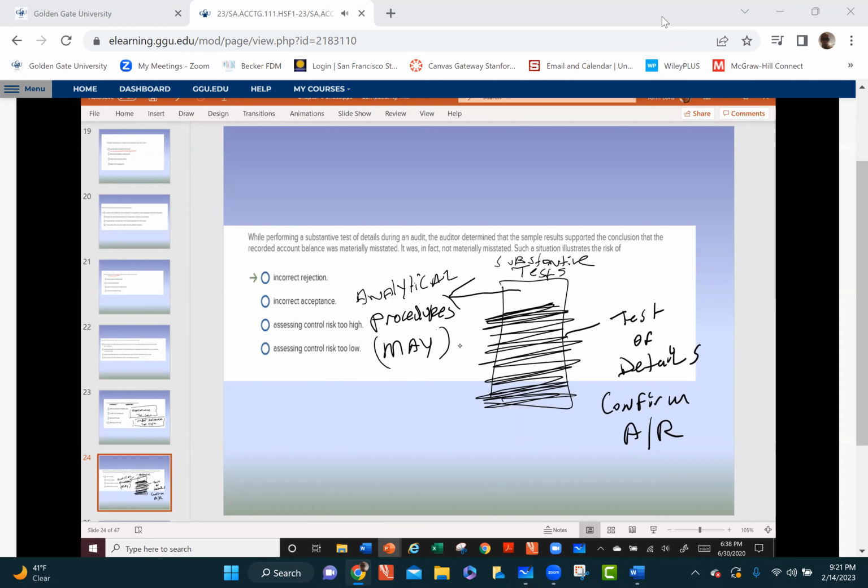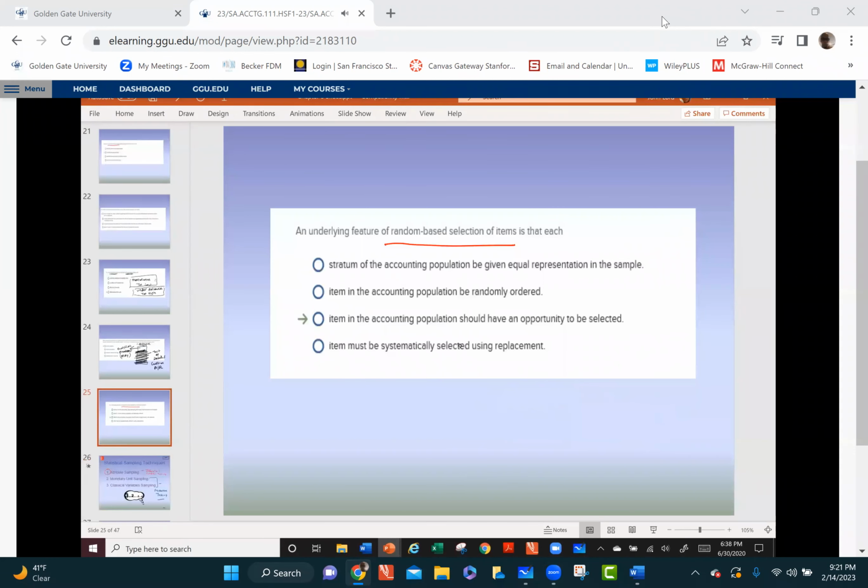Okay, good. An underlying feature of random-based selection of items is that each item in the population should have an opportunity to be selected. Now, I'm not sure that we mentioned this. It was probably on one of those slides, but I forgot to call it out. So let me just elaborate here.